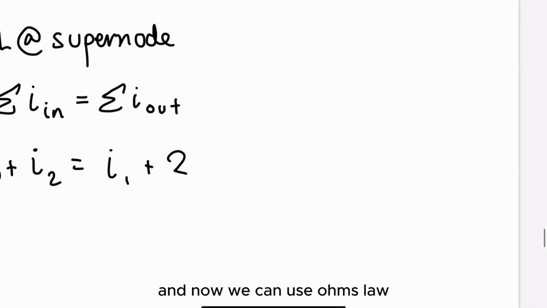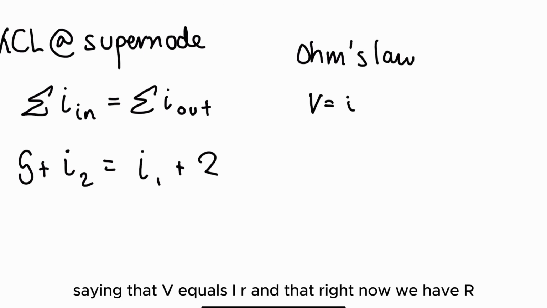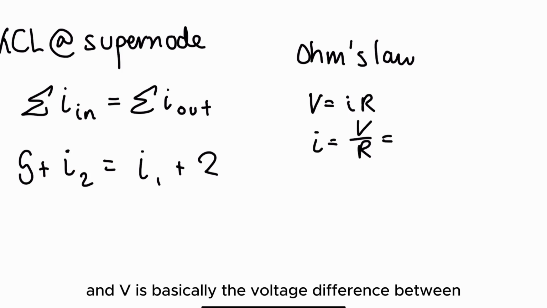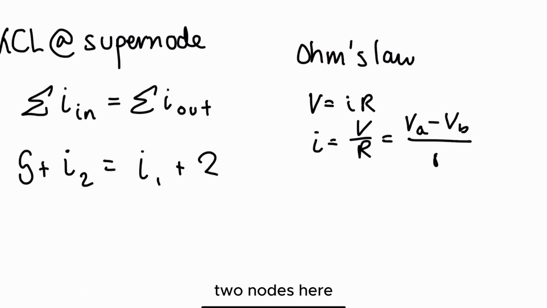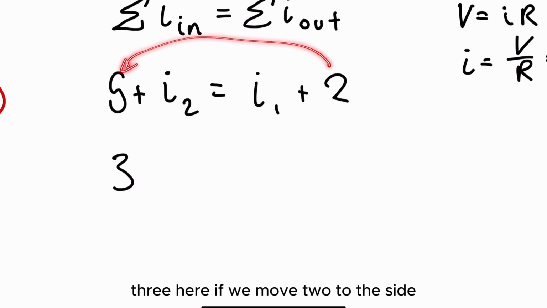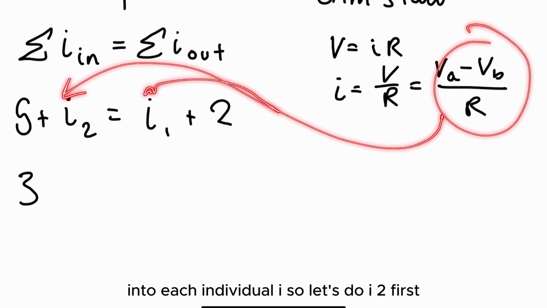And now we can use Ohm's law, saying that V equals IR. And right now we have R, so let's rearrange it to I equals V over R. And V is basically the voltage difference between two nodes here. So let's do 3 here if we move 2 to the side, and then we can substitute this equation into each individual I.